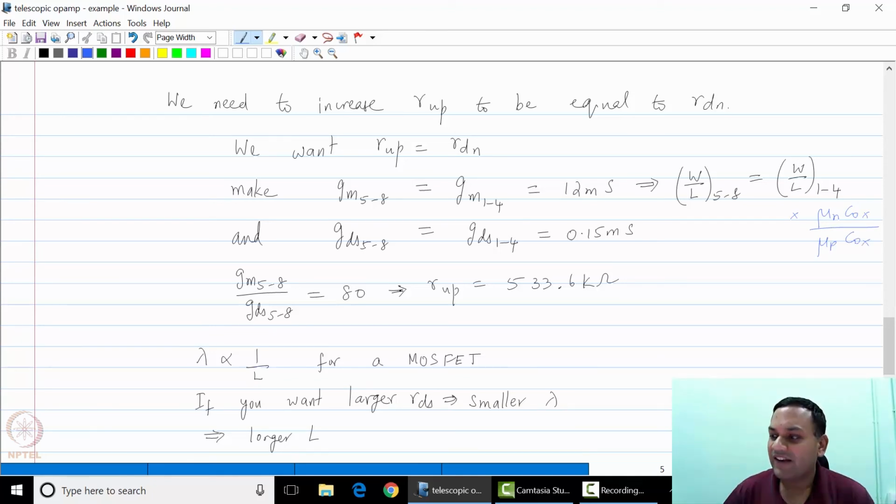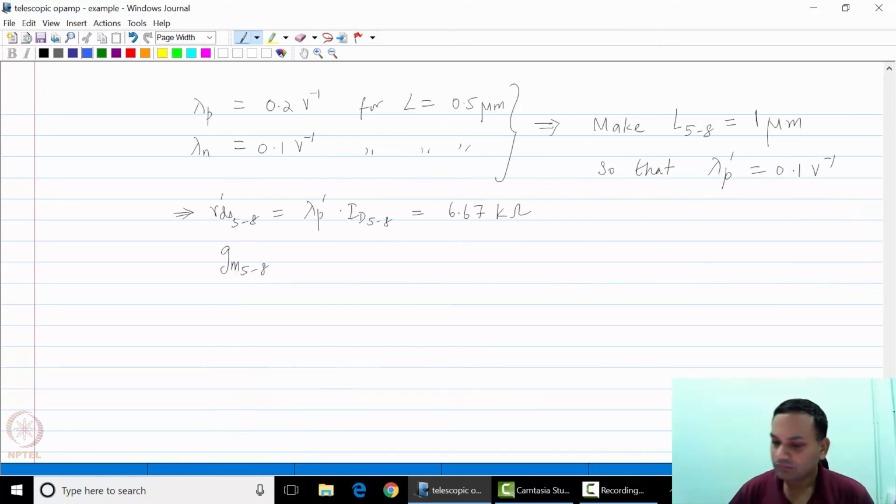Please note this correction. I have erroneously said that the width over length ratio of 5 to 8 will be equal to width over length of 1 to 4. They should actually be in the ratio of the mu n C oxes. In our case, this tells us that W over L of 5 to 8 should be 2 times W over L of 1 to 4. This is the width to length ratio. Now we can calculate the value of width to length ratio for 1 to 4 from the value of the GM of the device.